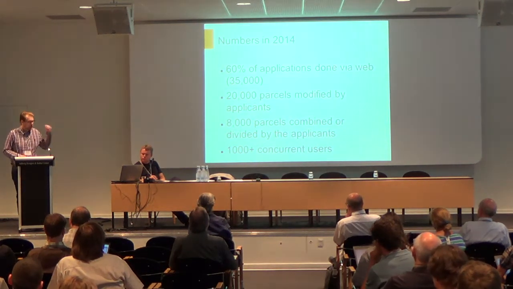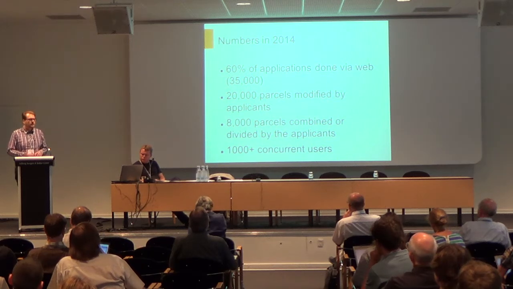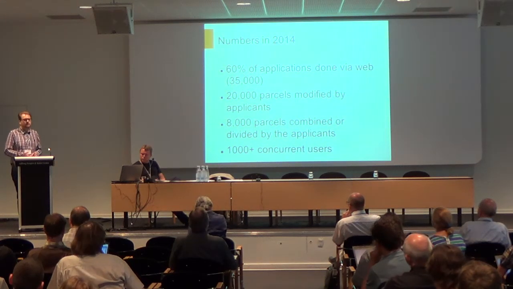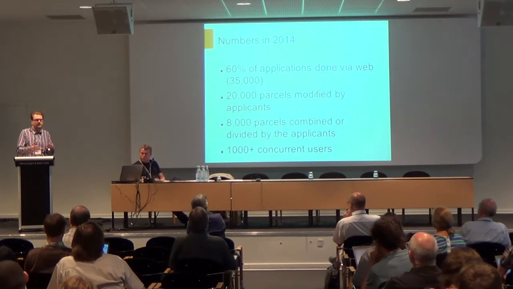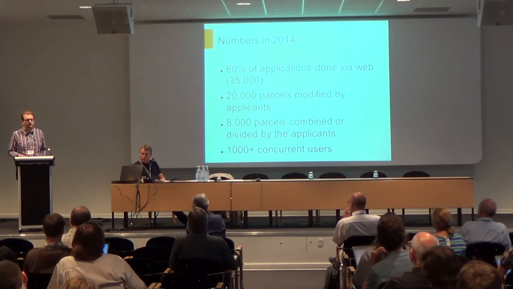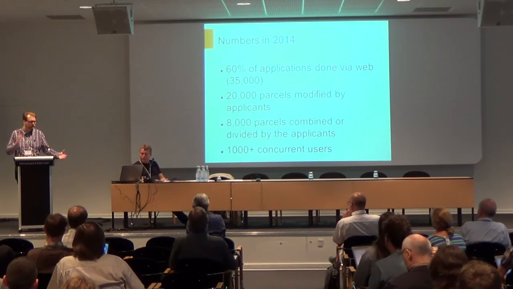Now just a few numbers. 60% of the applications this year were done via this web application, but what relates to the Inspire datasets, 20,000 parcels were modified by the applicants themselves. Of course, there's a process for the modifications. They're not taken as is, as they come from the farmers, but still it's an important process, and it's lessening the burden of the officials doing this job, and also making the data quality better, because the applicants have a real urge to modify the parcels so that they fit the actual world.